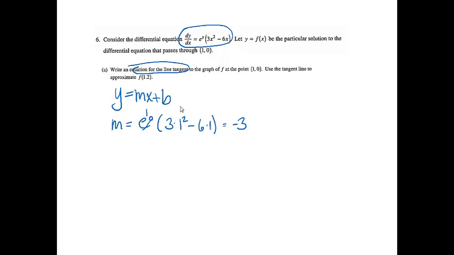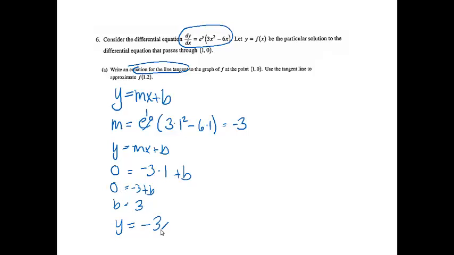I now have 2 points, so I'm going to have y = mx + b. I know my y value is 0, I know my m is negative 3, I know my x is 1, and then I will get that b is equal to 3. So the equation of the tangent line is y = -3x + 3. It said to write an equation for the line tangent, and I did. All right, then that was 1.